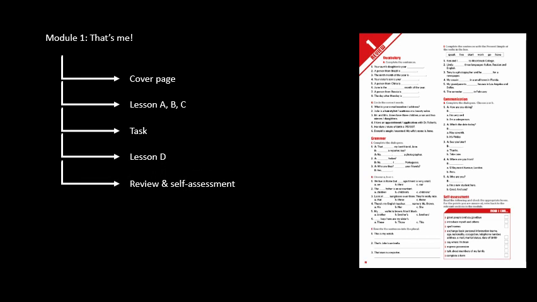The final part of the module is the review, which is a series of revision exercises and a self-assessment where the student should decide if they have achieved the aims of the module or not. In the higher levels, Lesson A, B and C are combined in Part A and Lesson D in Part B.